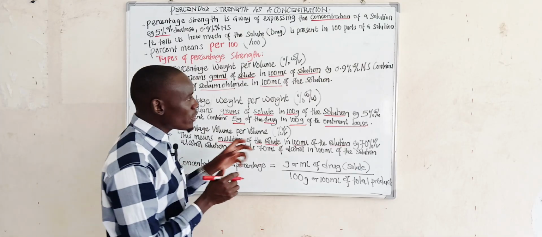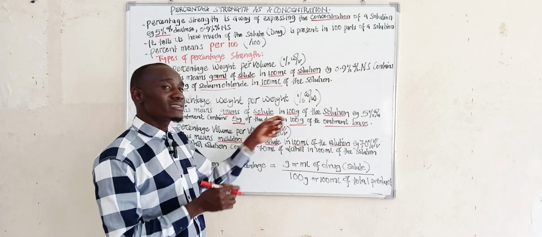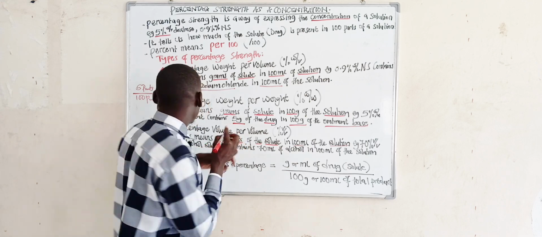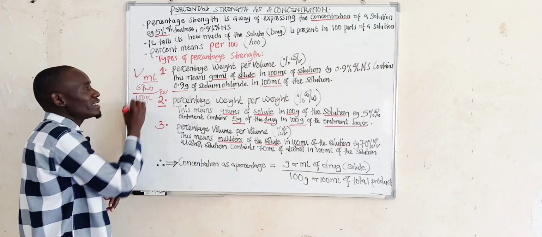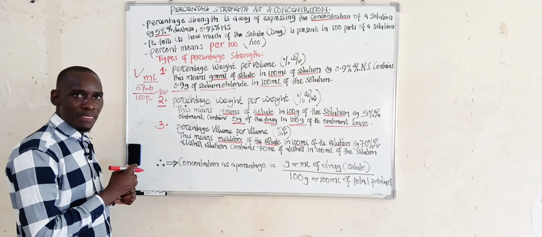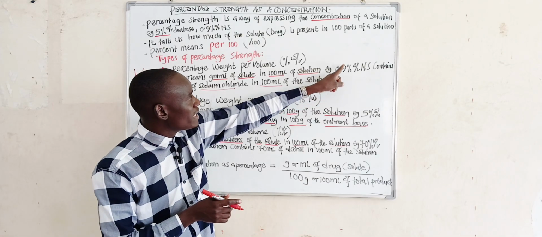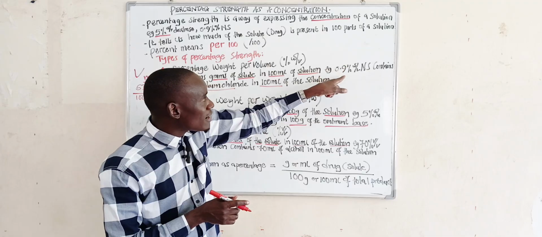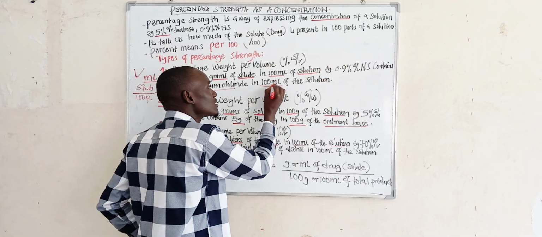So everything where we have weight per weight, the unit is always grams. Whenever we have volume, we express it in milliliters. That's why when we say 0.9% weight in volume, we had 0.9 grams of sodium chloride in 100 ml of the solution.